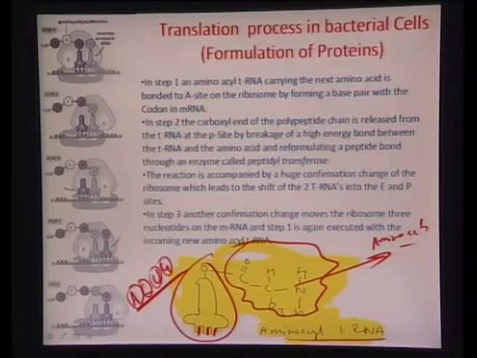In step 1, as you can see in this particular figure, the amino acid tRNA carrying the next amino acid is bonded to the A site first. You can consider this as the A site. Let me illustrate this a little more clearly. This is the A site. This particular transfer RNA has the 3 groups here, and it bonds over 3 different base pairs on the mRNA.